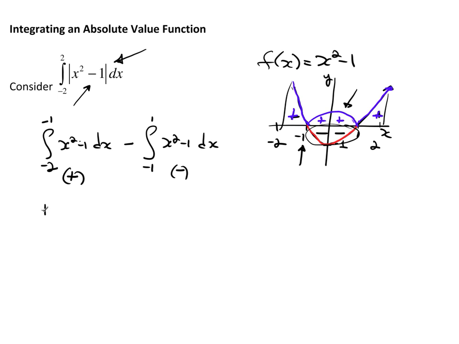Then of course I'm going to add that to this last segment, which would be the integral from 1 to 2 of x squared minus 1 dx. And that would actually give me all of the area between the curve and the x-axis of the absolute value of x squared minus 1.